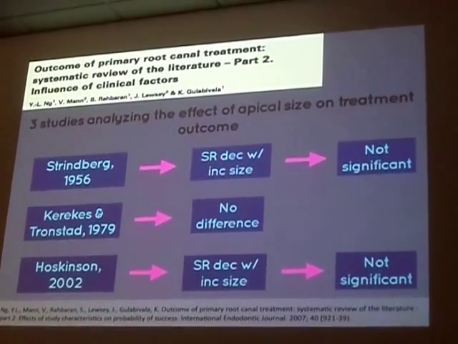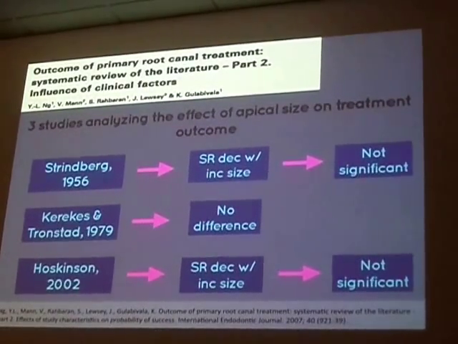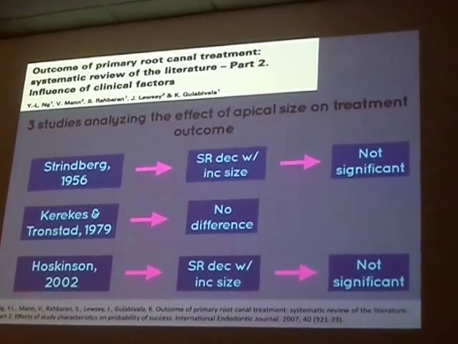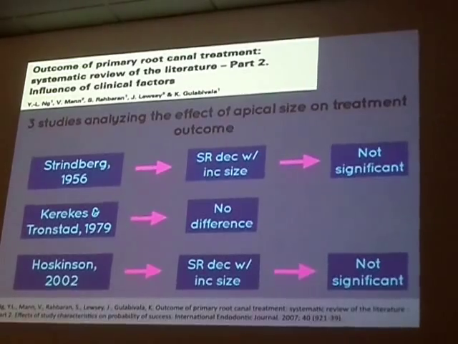Okay, so in Strindberg's study and Hoskinson's study, they both find that there is no significant difference in the outcome of root canal therapy based on apical sizes.